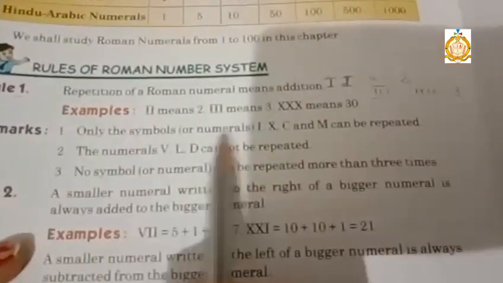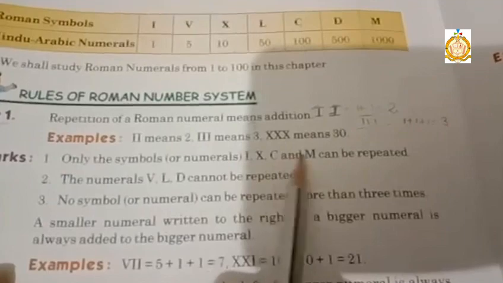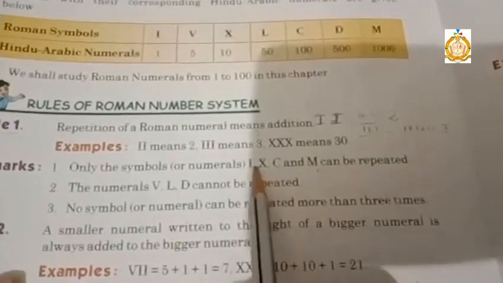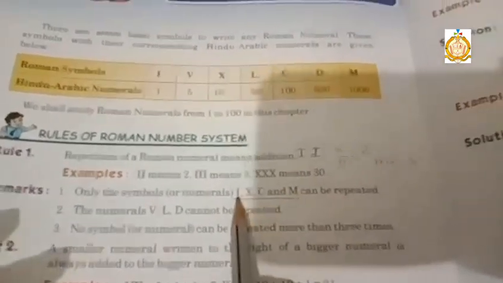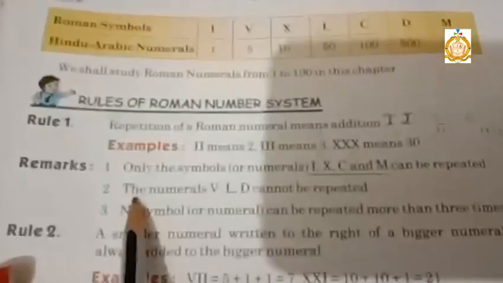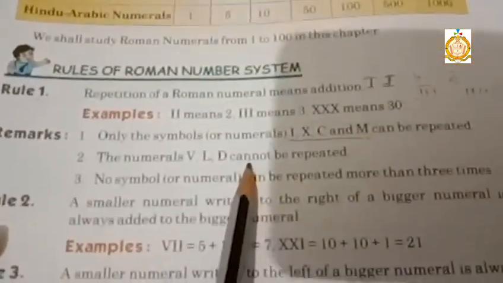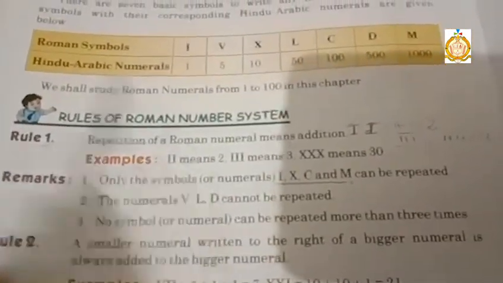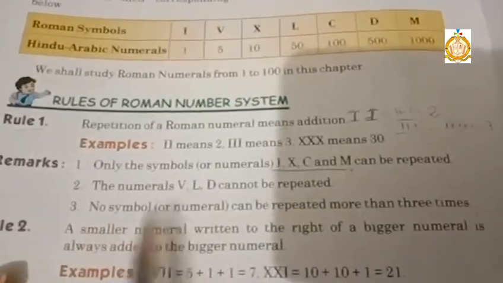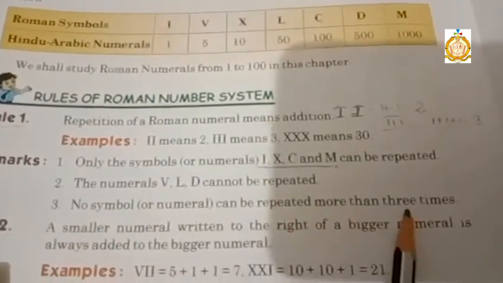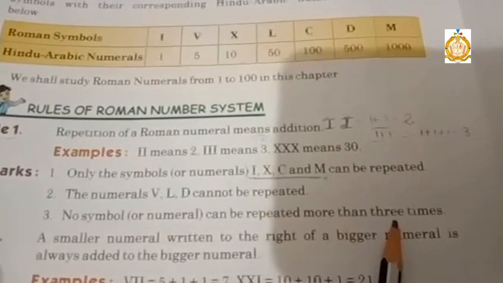Only the symbols I, X, C and M can be repeated. These 4 symbols can be repeated. The numerals V, L, D can never be repeated. No symbol can be repeated more than 3 times. It means you can take it at most 3 times, right?